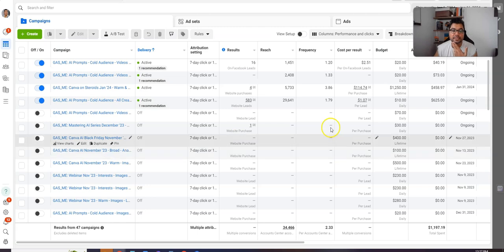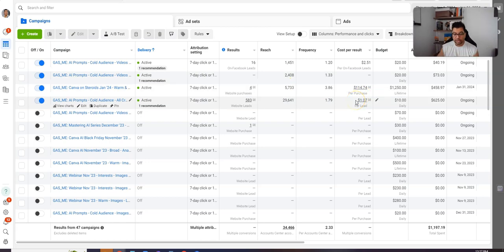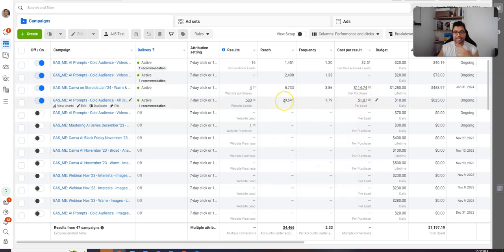So how do you actually optimize it? How do you actually get results? This is a $500 offer. We're selling at 114 per purchase, so we're doing close to a 4x return on ad spend with that. Simple lead generation: 583 leads at $1.07 cost per lead, and we've had 36 purchases so far. So how did we get to this point? Because it wasn't always like that.